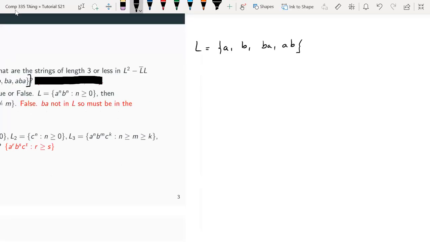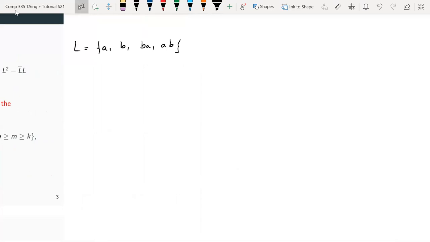All right, so hopefully you had a bit of time to try this yourself. So this is a standard language operation question. So you're given a finite language, and you're asked to do some operations on it so that you can find a particular set of strings. So in this case, I want strings W in L square minus L complement L, such that the length of W is less than or equal to 3. Okay, so we're gonna start by computing L square.